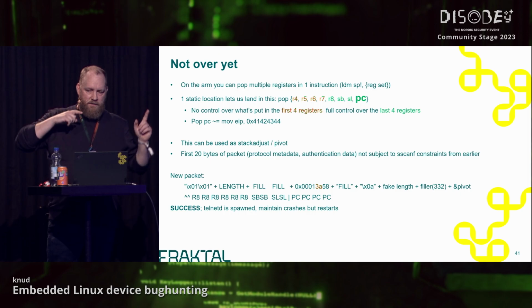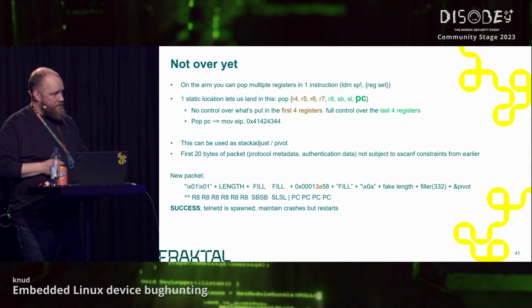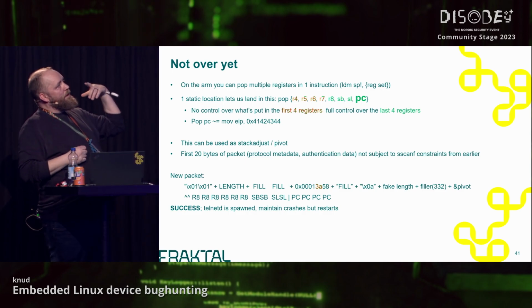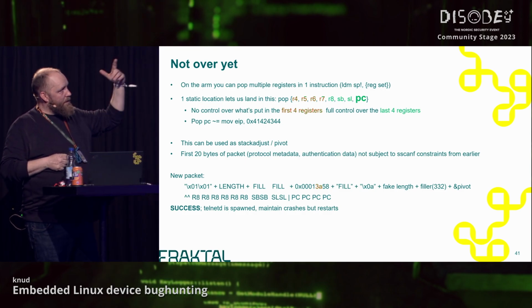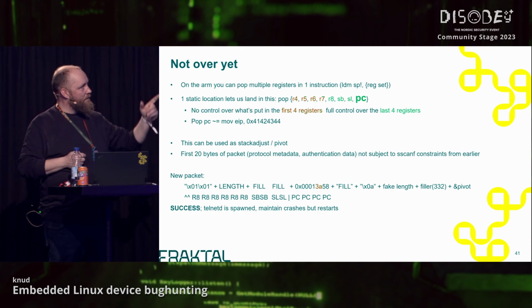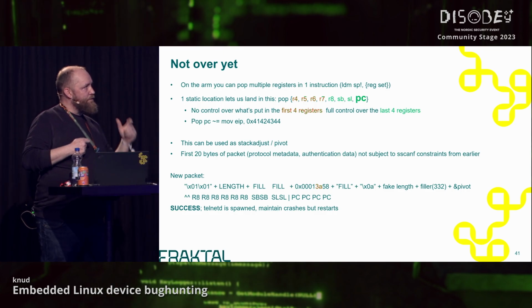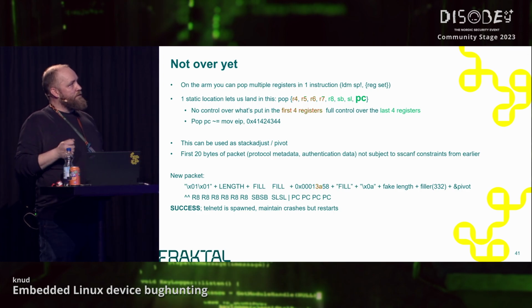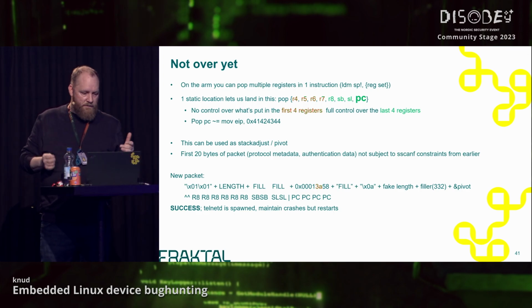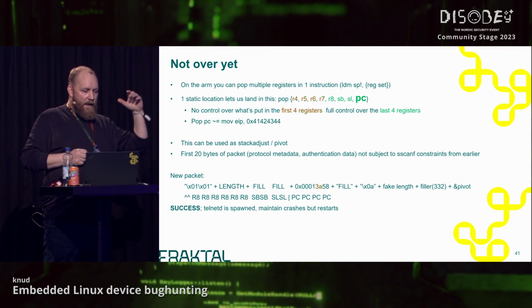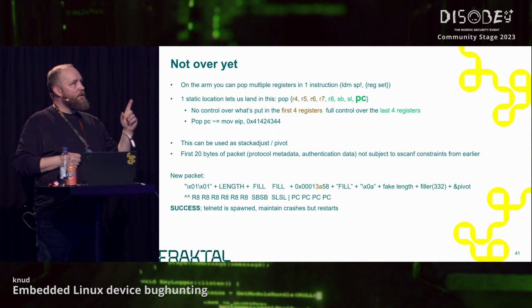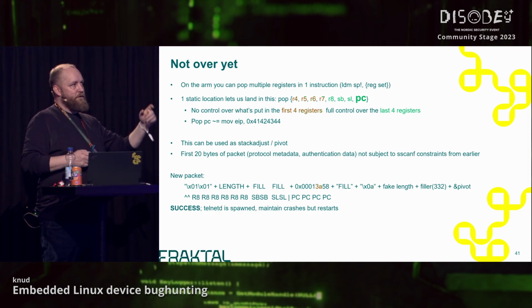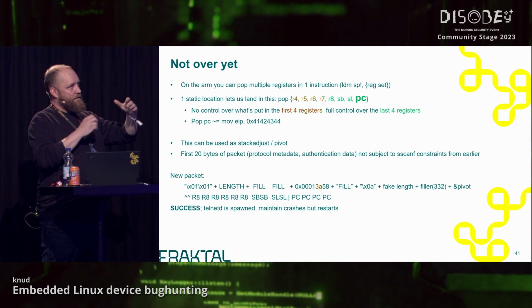But since it's actually an ARM processor, and looking at some more documents and whatnot, you can actually pop multiple registers in one instruction. So the pop instruction is actually an alias for load multiple, with some base register and then a register set. What that means is that I have a one shot of redirecting the execution flow to somewhere useful, right, where it does something I want with some constraints.